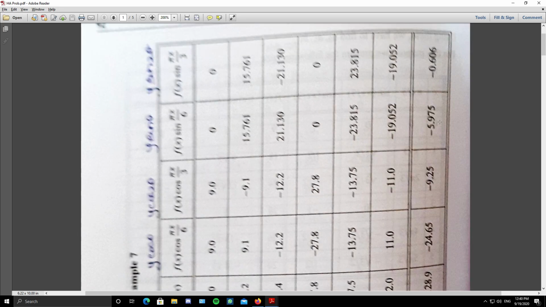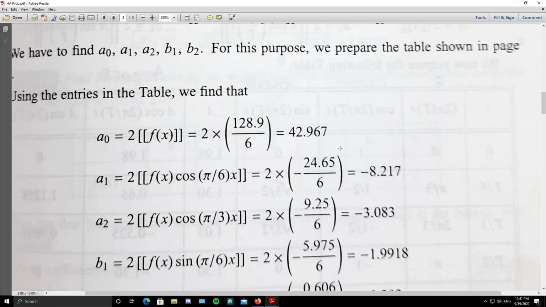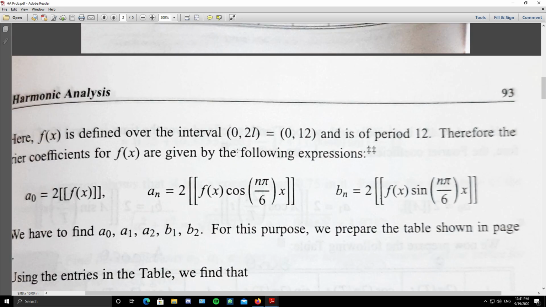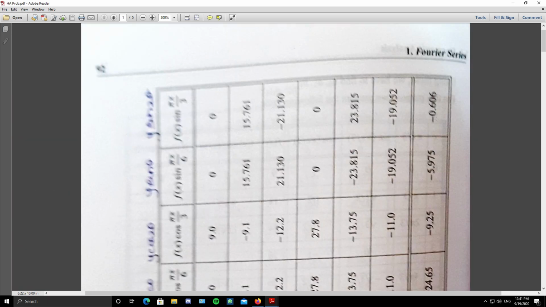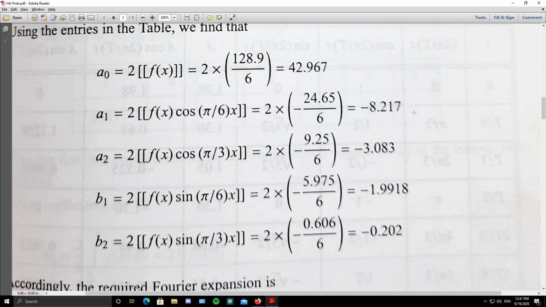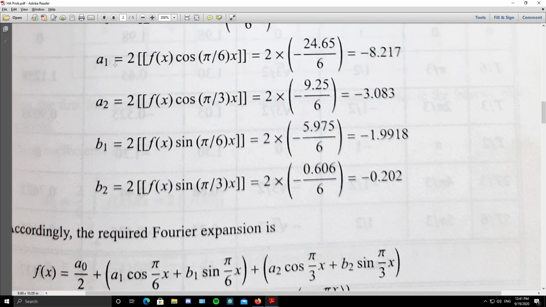So it is 2 times minus 5.975 divided by 6. So that's what I have written here. b2 is 2 times the mean of y sin 2 theta. That is the last column, y sin 2 theta. So the last column sum is minus 0.606 divided by 6. So this is the mean. So you will get a0, a1, a2, b1, b2.